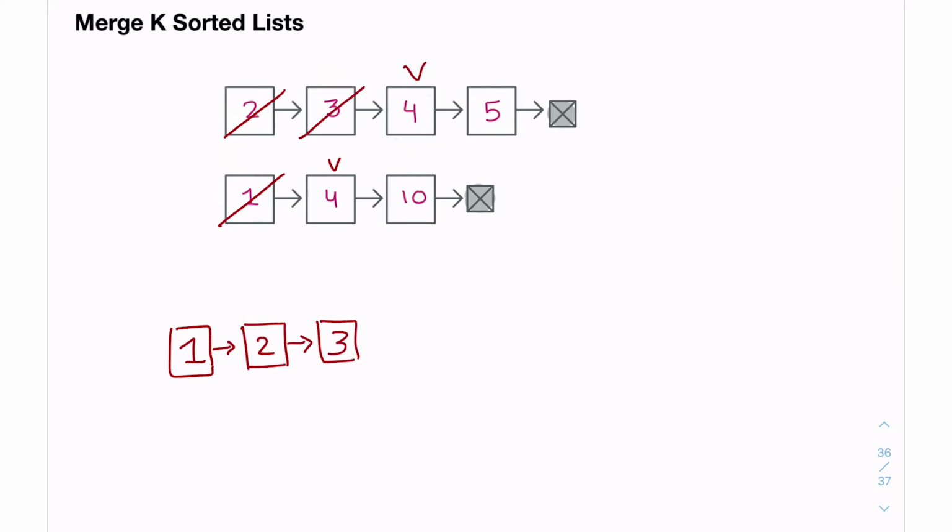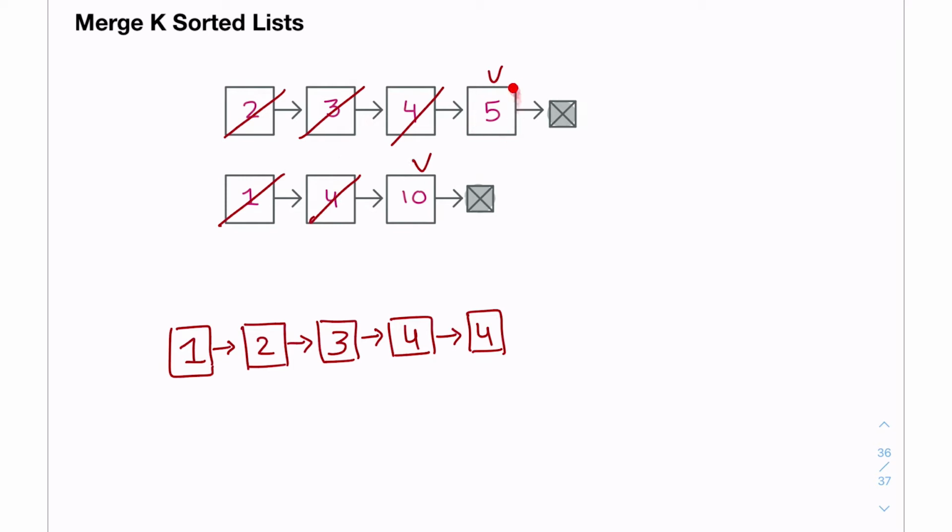So now the pointer is at 4 and the other list's pointer is also at 4. We have a tie, and it doesn't really matter which one you choose. Let's say we choose the 4 from the first list itself, right? So let's choose this one and we'll add it to the new list that we're creating. So now we have the pointer of the first list at its last element and the pointer of the second list still at 4. So now we compare these two values. We see 4 is smaller, so we add 4 to the new list again.